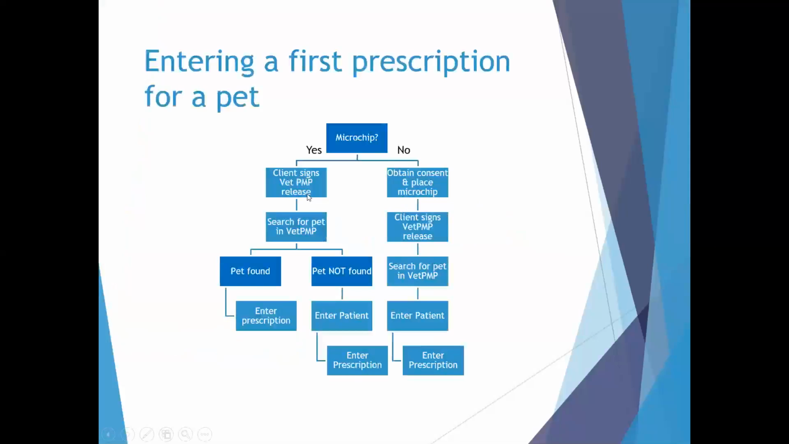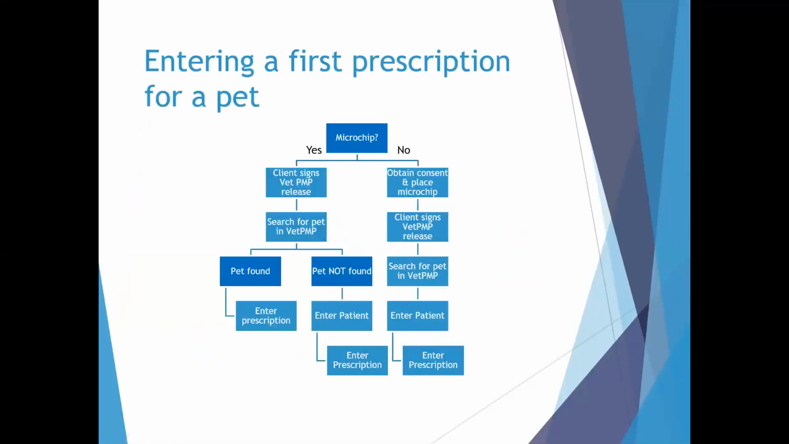When entering a first prescription, there are a few things we need to think about before we actually enter the prescription for the controlled drug into the VetPMP. The first is you want to confirm that the pet has a microchip. The system is based on a microchip number, so a microchip is essential to using the VetPMP. The microchip does not need to be registered for it to be used in the VetPMP system.